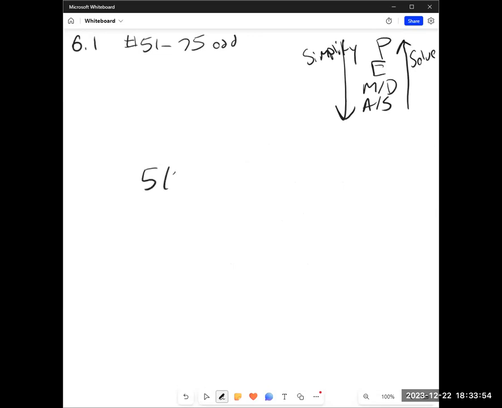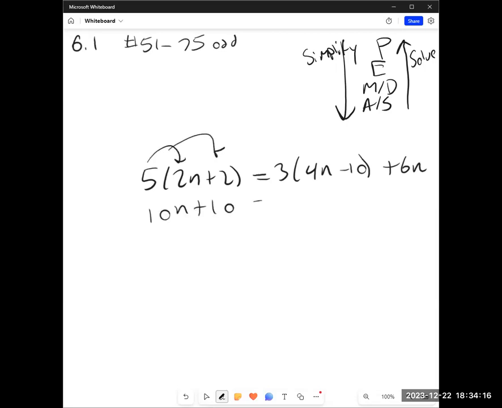Now we have 5 times the quantity 2n plus 2 equals 3 times the quantity 4n minus 10 plus 6n. So we're going to simplify both sides. 10n plus 10. And this is going to be 12n minus 30 plus 6n. 10n plus 10 equals 12 plus 6 is 18n minus 30.